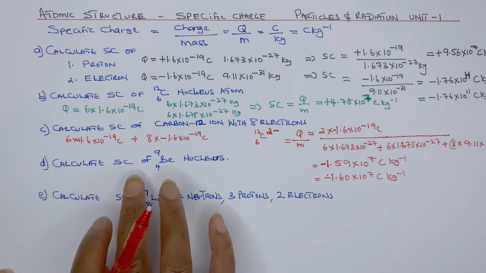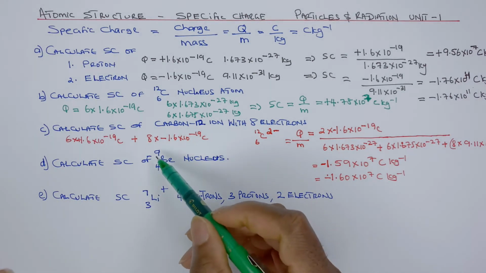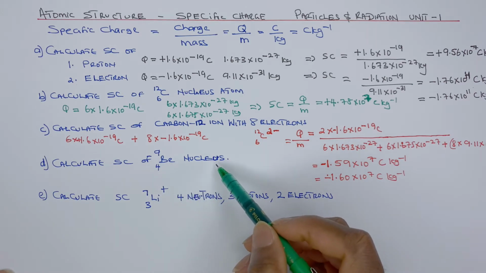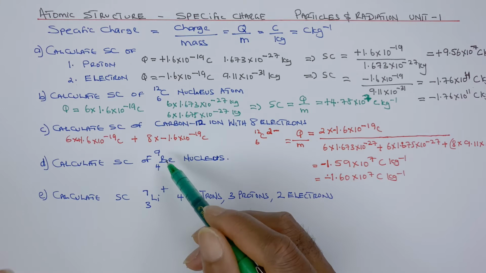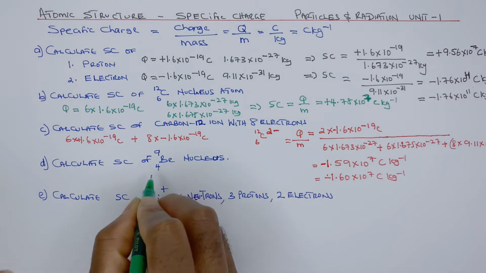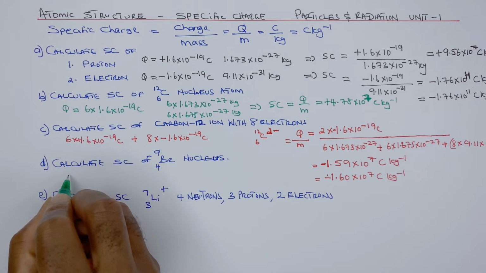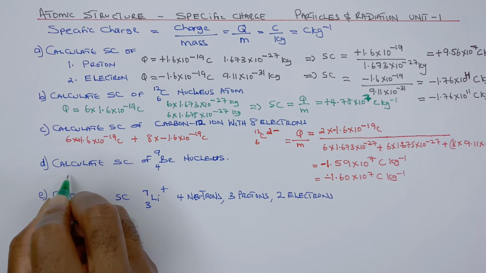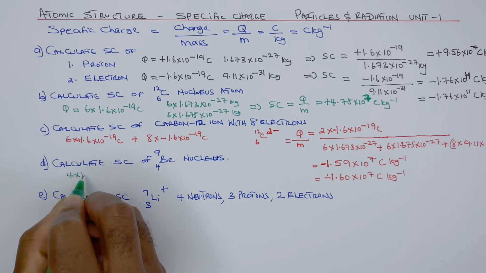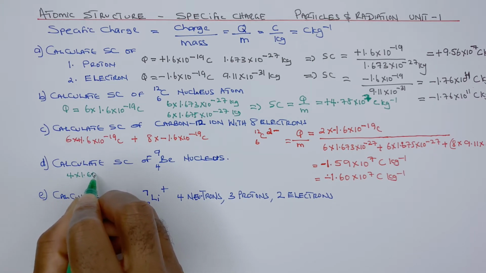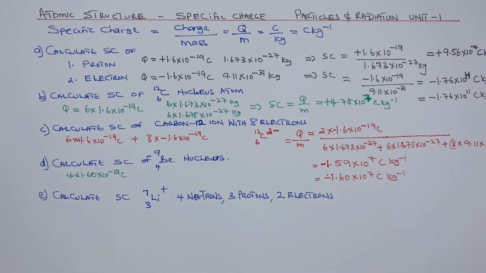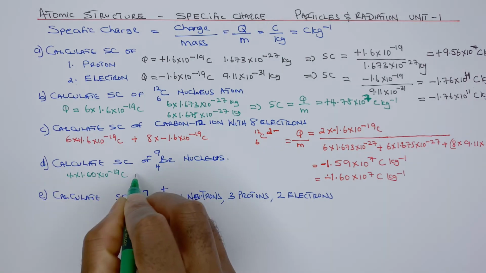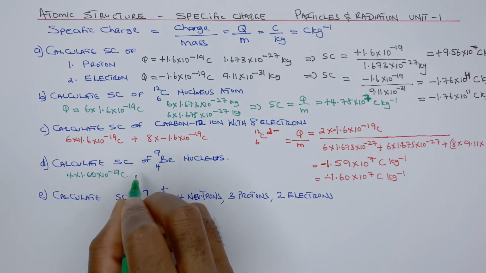We need to calculate the beryllium 9, 4 nucleus. So again, this is talking about the nucleus, so we're just looking for the nucleus here. In the nucleus, we've got 4 protons. So that'd be 4 times 1.60 times 10 to the power minus 19 coulombs. So that's for 4 protons, and that's the only charge we've got there.